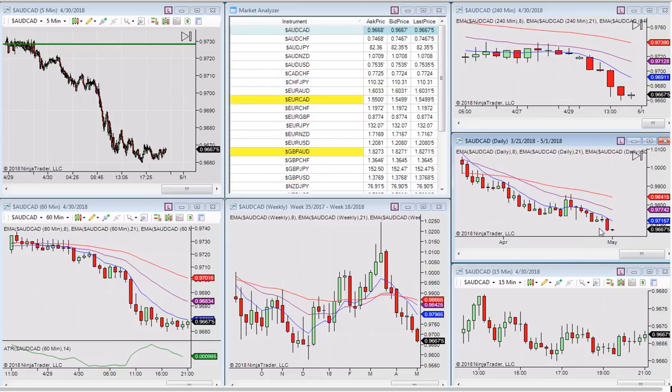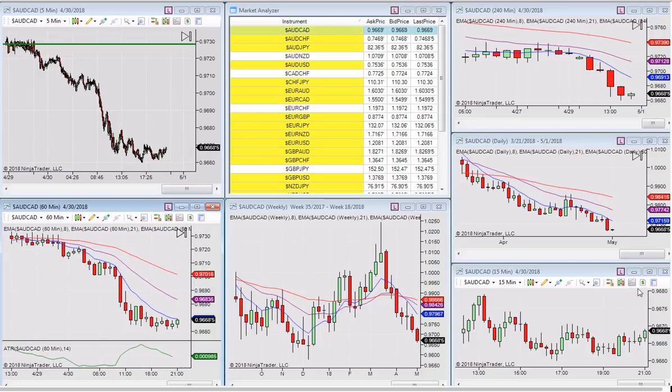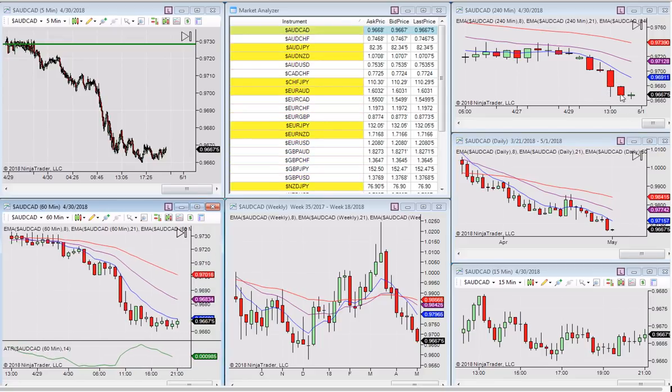AUD CAD is going down on the daily, it's going down on the weekly, it's going down on the 240, it's going down on the 60. Now, this is enough for me, except for one thing. This 240-minute chart is just a little overextended from the moving average.